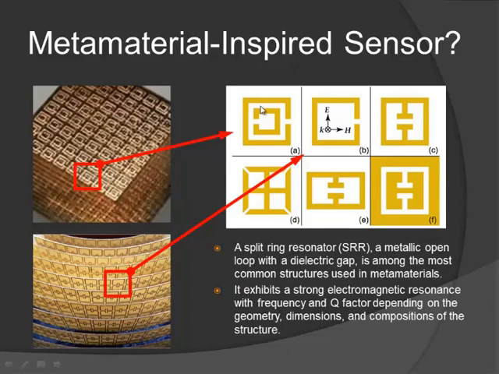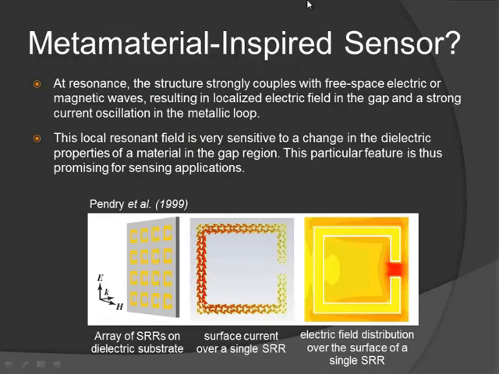When we consider the most basic part of the metamaterial, we will find the SRR. SRR is one of the most common structures used in metamaterial. It exhibits a strong electromagnetic resonance, with frequency and Q factor depending on the geometric dimension and composition of the structure. At resonance, the structure strongly couples with free space electric or magnetic waves, resulting in a localized electric field in the gap and strong current oscillation in the metallic loop.